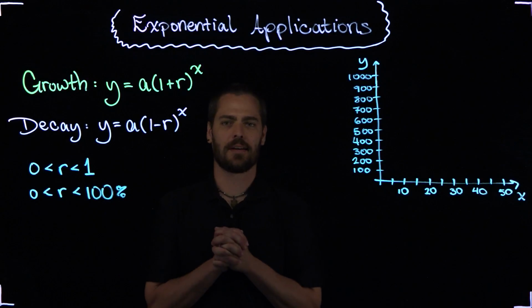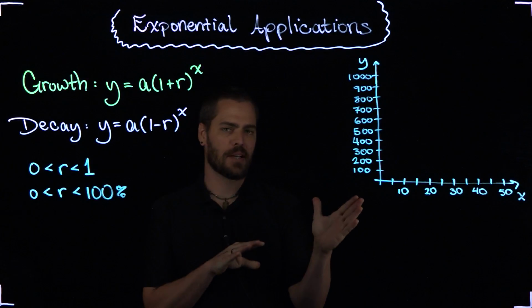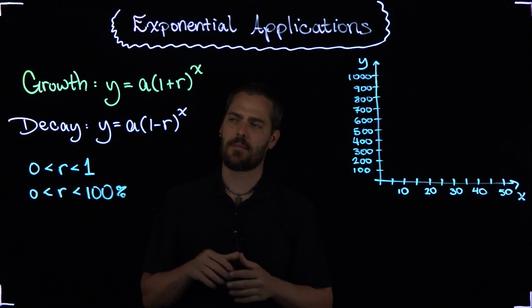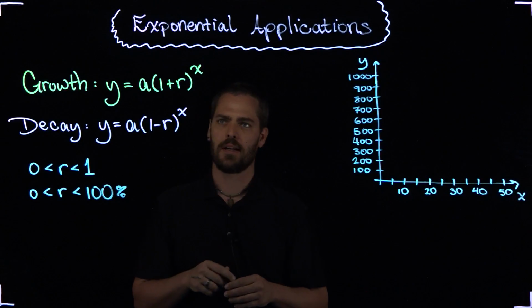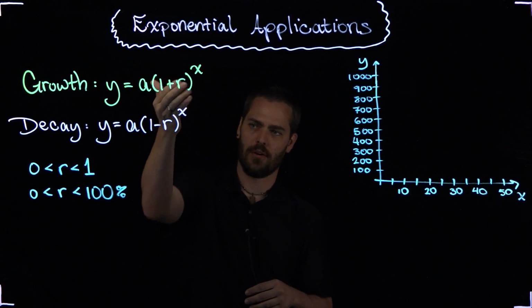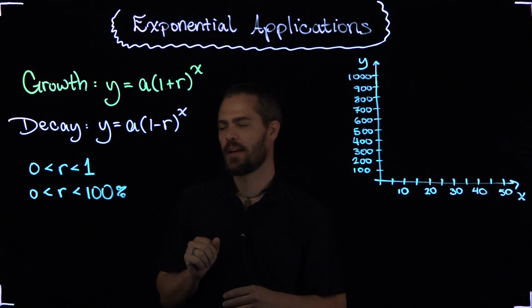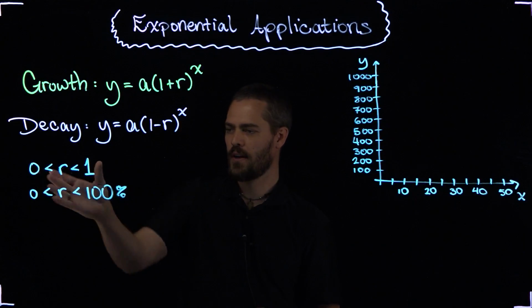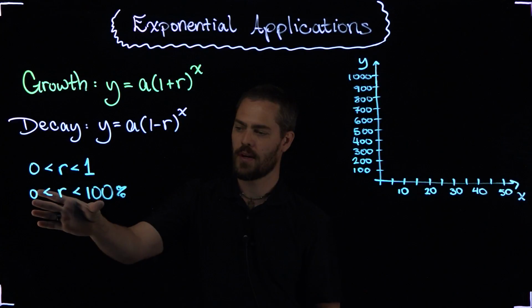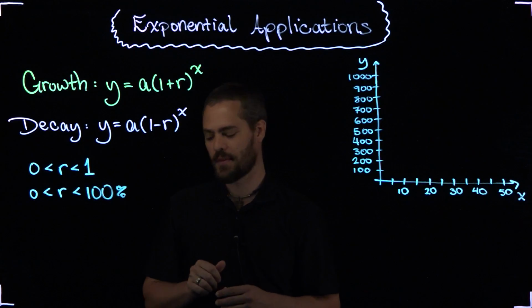Hello, we're back talking about exponential applications. And this time I wanted to talk about growth and decay, that is exponential growth and decay, in terms of a fixed rate of growth or a fixed rate of decay. And I'm going to define this rate as being between 0 and 1, that is to say between 0 and 100%. Those are really saying the same thing.